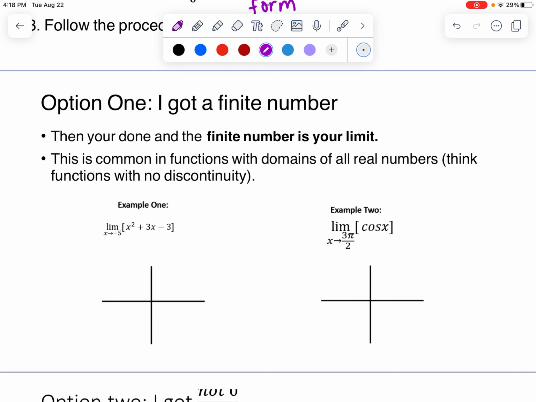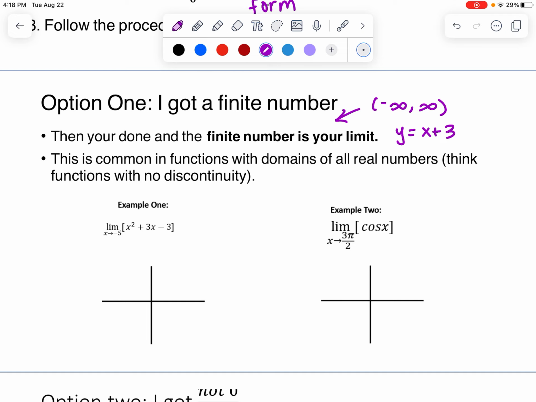If this happens, you are done, and that finite number that you received is your answer. This tends to happen with functions whose domain is negative infinity to infinity. So if you had like a function y equals x plus 3, if we look at these 2 examples down here, we have x squared plus 3x minus 3, which is a quadratic. We have cosine x, which is more complicated, but still has a domain of negative infinity to infinity. So just think about functions that have no level of discontinuity. Another thing that this means is that the function's value and the limit value are the same. That's why this works so nicely.